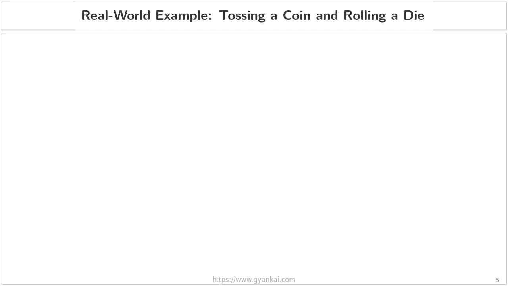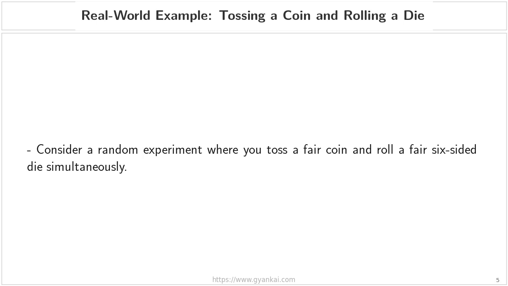Real-world example, tossing a coin and rolling a die. Imagine we are performing a random experiment where we do two things at the exact same time. We toss a fair coin, and simultaneously, we roll a fair, six-sided die.